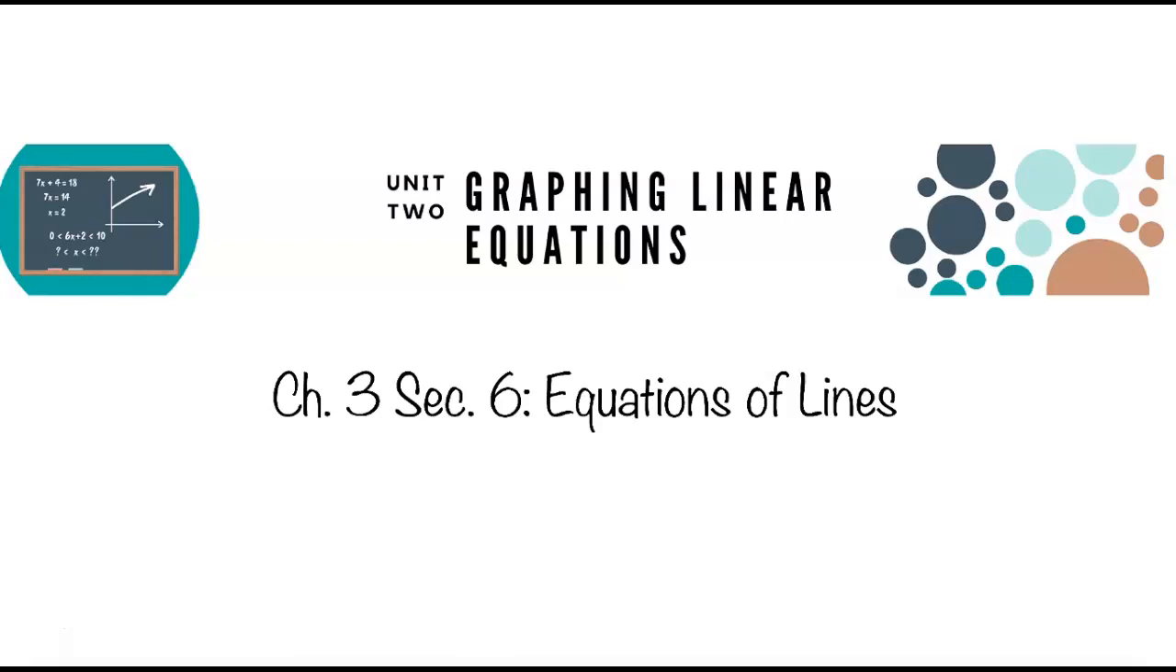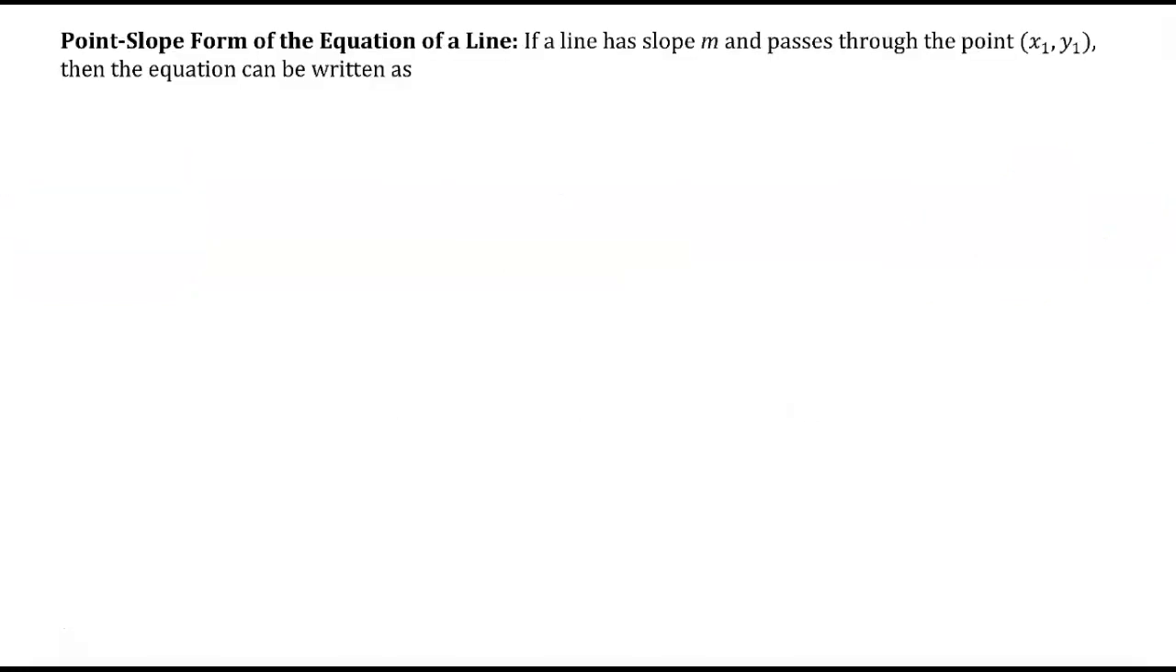In section 6 of chapter 3, we will talk about another form of the equation of a line and how we can use it to our advantage. The version of the equation of a line that we're going to work with in this lesson is called point-slope form. If a line has slope m and passes through a point (x1, y1), then the equation can be written as y minus y1 equals m times (x minus x1).